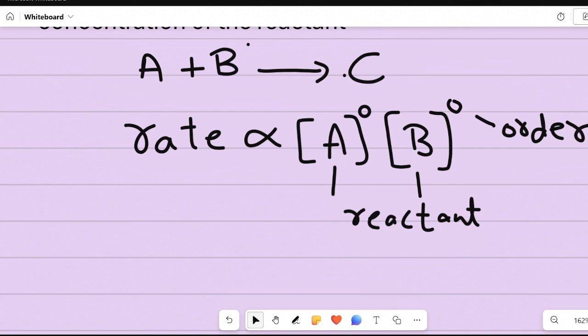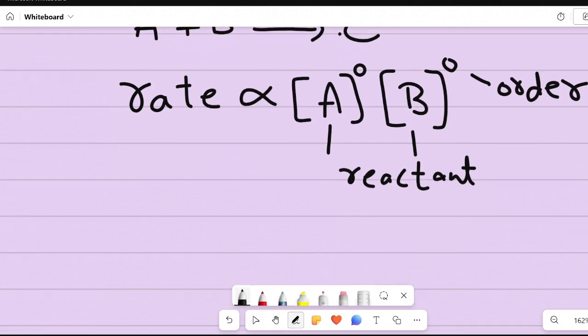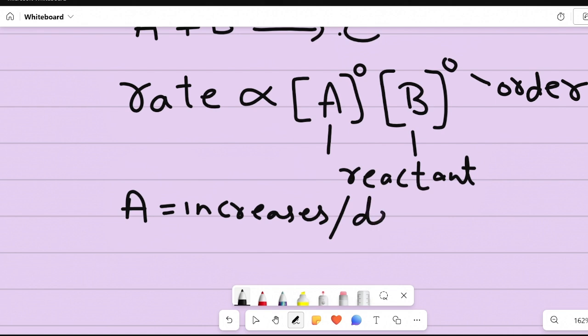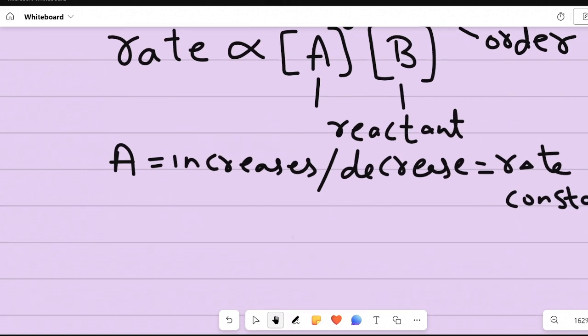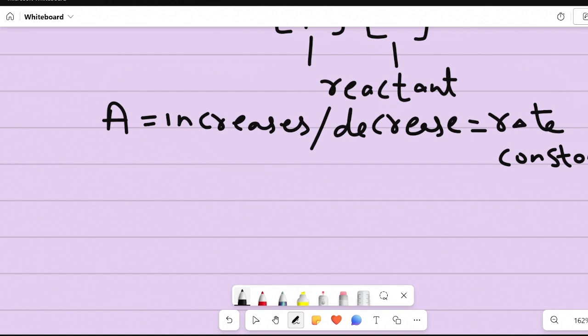In this equation, we are saying that if you change the concentration of A, it's not going to affect the speed or the rate. So you increase the quantity of A during a chemical reaction, or you decrease the quantity of A, it's not going to affect the rate; it remains constant. It means that the concentration of A is not affecting the rate. Now let's talk about B.